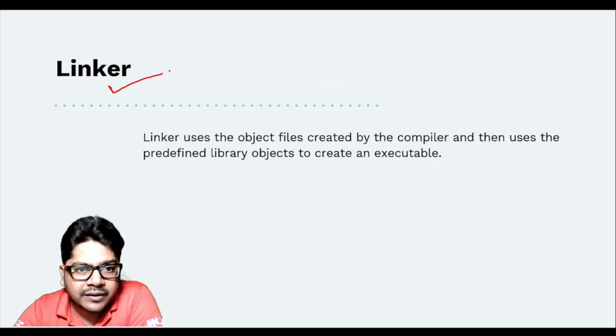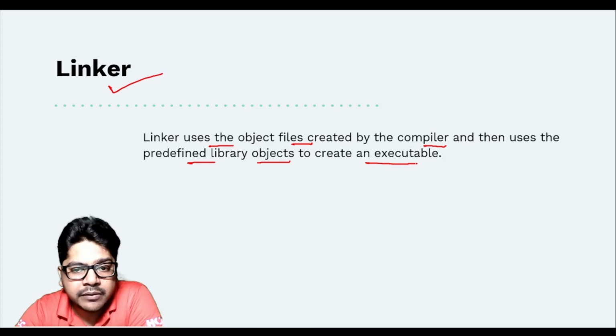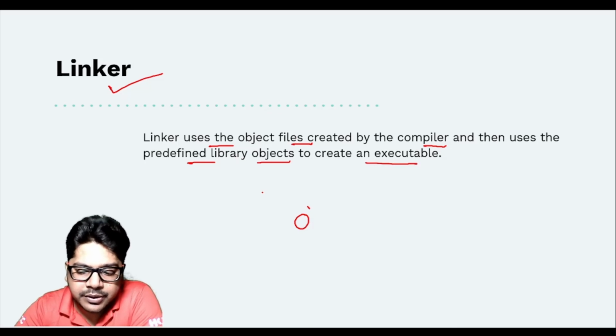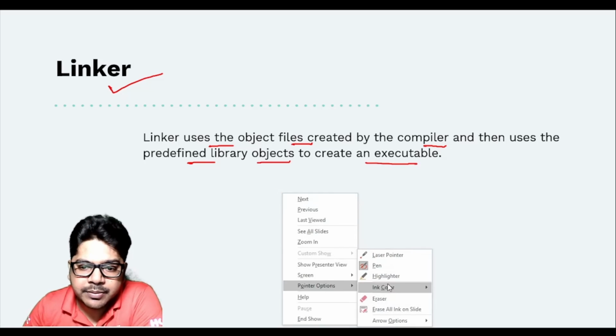Then we have something called a linker. So the linker uses the object files created by the compiler and then uses the predefined library objects to create an executable file. Okay, तो बेसिकली आपका देखो, आप यहाँ पे एक बार स्टेप को समझो. ओके, लेट्स ट्राई टू अंडरस्टैंड द स्टेप्स वन मोर टाइम.